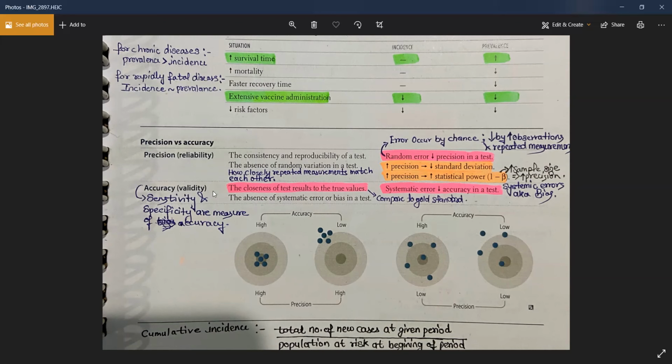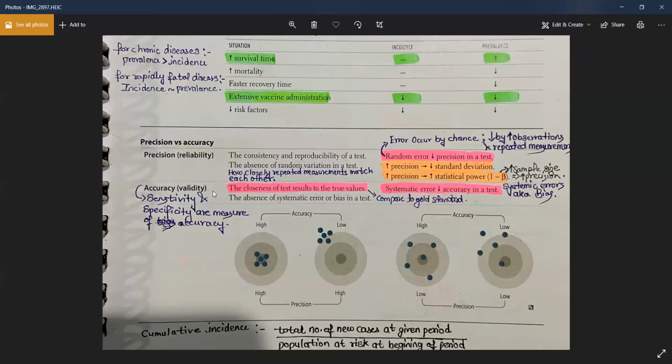Now, precision is basically when you do a test on a certain patient repeatedly, how often you get results that are very close to each other. For example, let's say you want to do a test for myocardial infarction, and you want to know the level of troponin. You run the test in a patient, and at one time you get a troponin level of 200. The second time you get 210. The third time you run the test, you get a troponin level of 200 again. So now you can see these values are very close to each other.